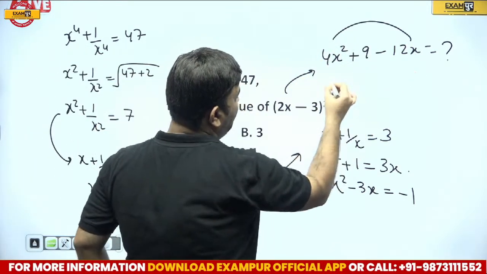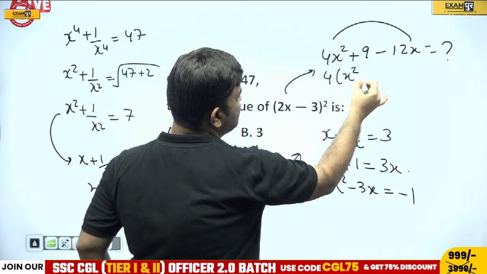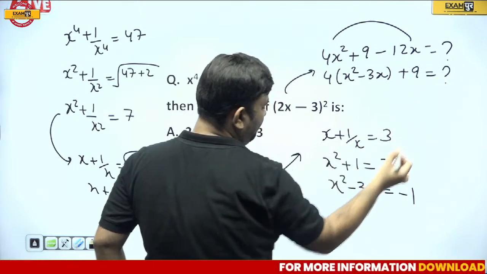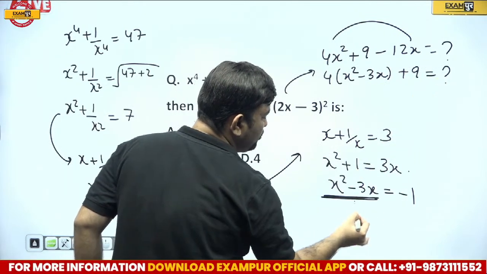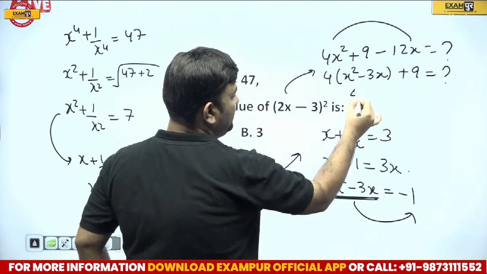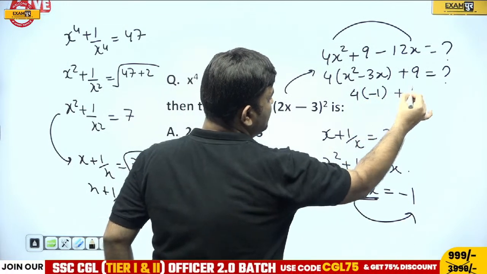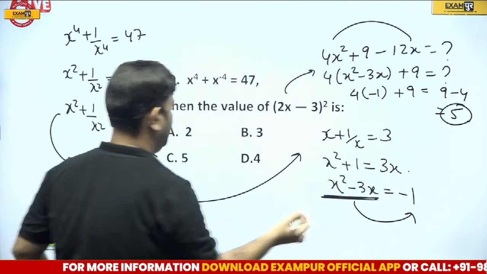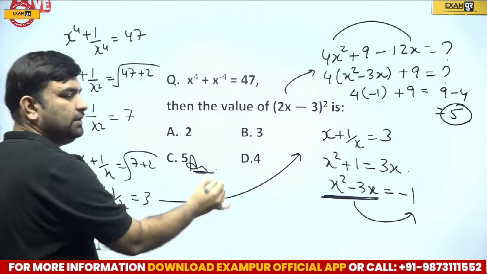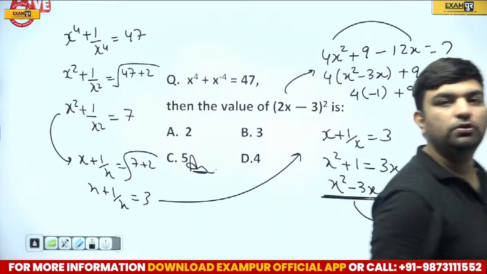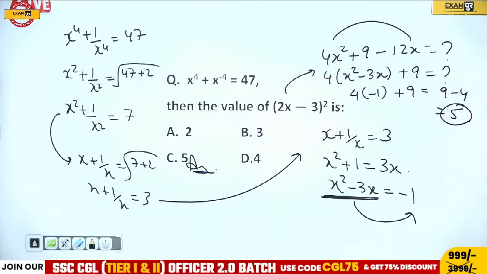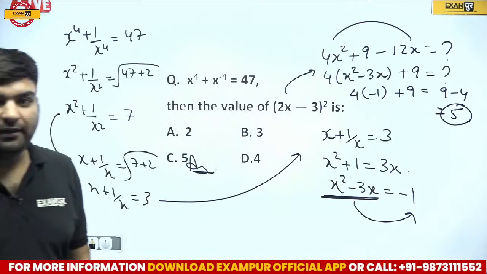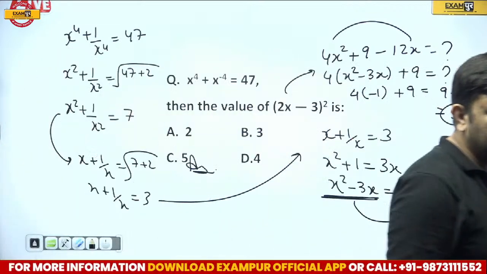So if I take 4 common from here, it will become x square minus 3x plus 9 is equal to what? And I can use the value of x square minus 3x as minus 1. So 9 minus 1, 8 is the answer. Please do watch out, each and every step clear, guys.